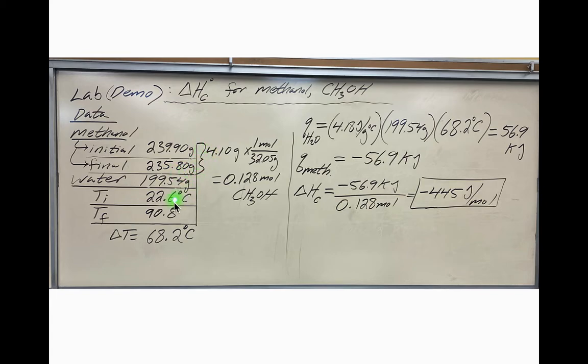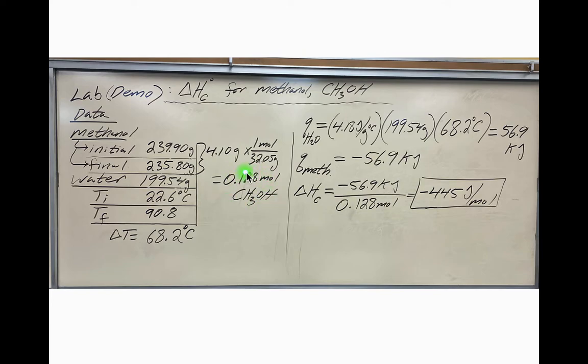And then I calculated the delta T. So remember, it's always final minus initial, and so that gives us 68.2 degrees Celsius for our delta T, and that's for the water. And then I went ahead and calculated the mass of the methanol that reacted. So in order to warm the water up from 22 degrees to 90 degrees, it took 4.10 grams of methanol. And I will need that to be converted to moles, and so I just stopped and did it at this point. So the molar mass of methanol is 32.05 grams, and so it was 0.128 moles of methanol that reacted.